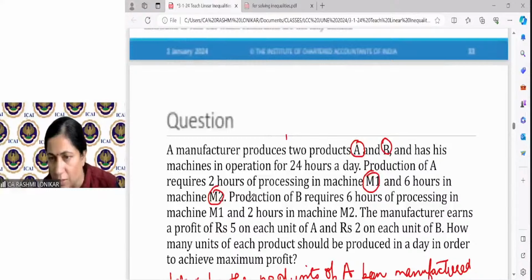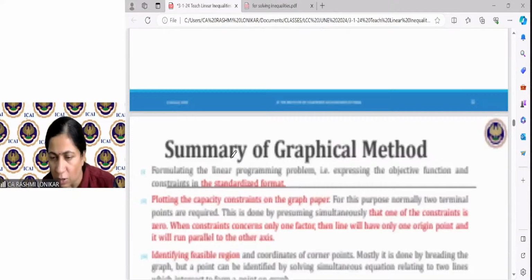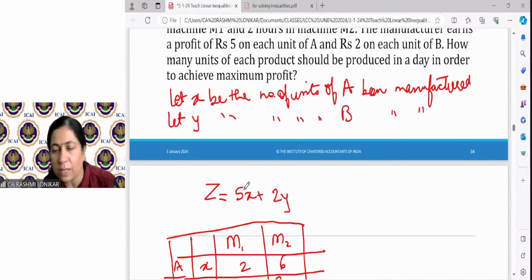Here, Z is equal to 5X plus 2Y is the objective function. Before, we had Z equal to X plus 2Y as the objective function. This is my objective function. What is my objective? Maximize my profit.